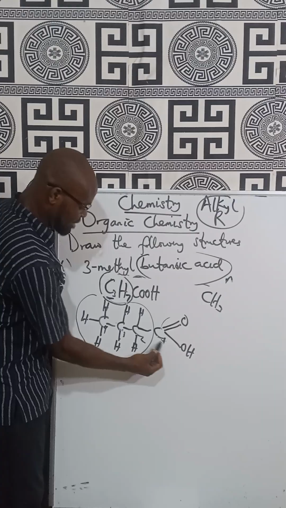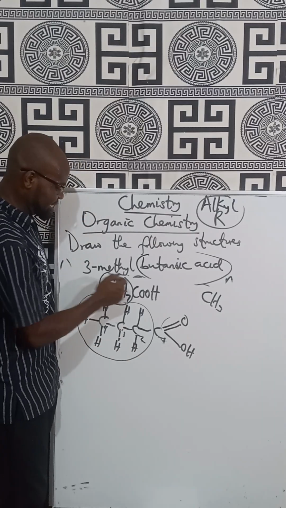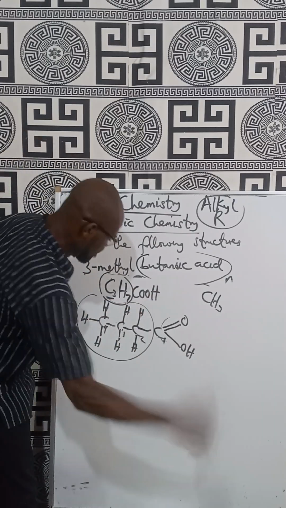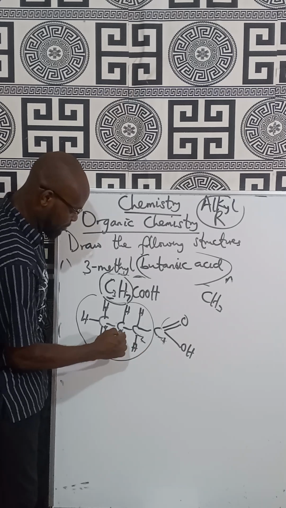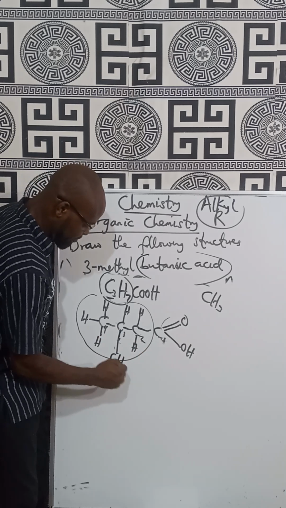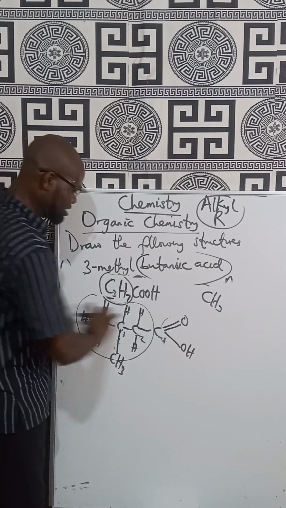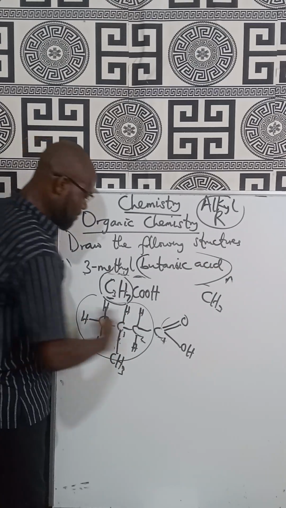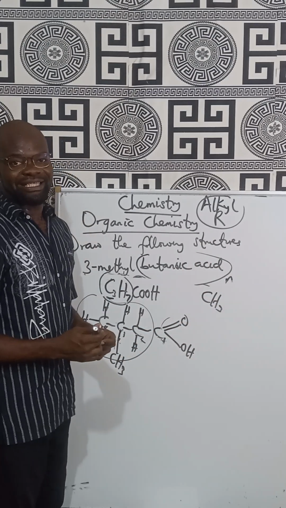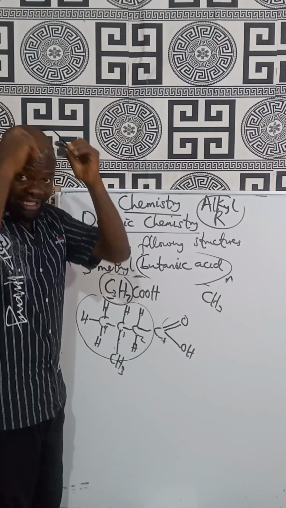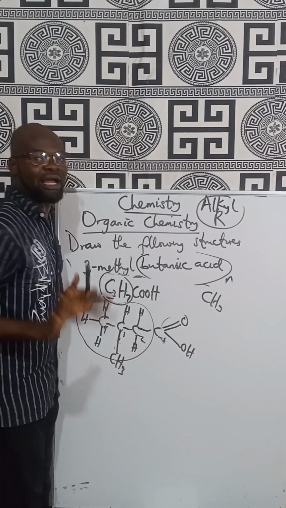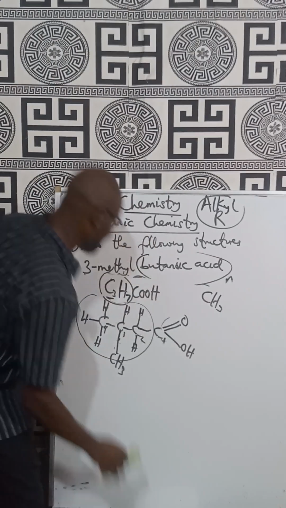So this is 1, 2, 3. That means the methyl must be on carbon number 3. So this is carbon number 3, 1, 2, 3. So I can just cancel this H and put the methyl, the CH3, there. You can see, this is the structure of 3-methylbutanoic acid. It's very simple, as simple as ABC. Thank you. So that's for the first one.